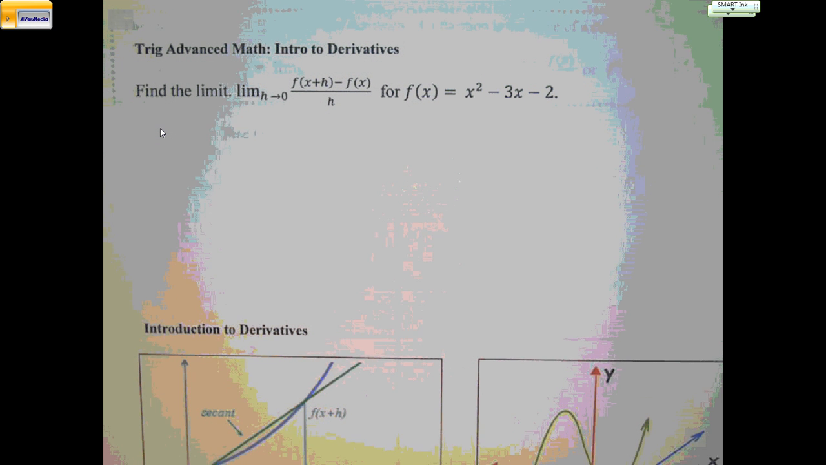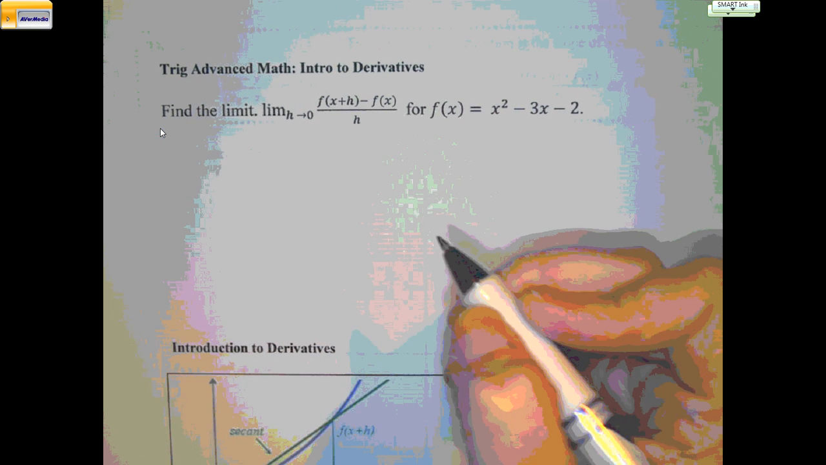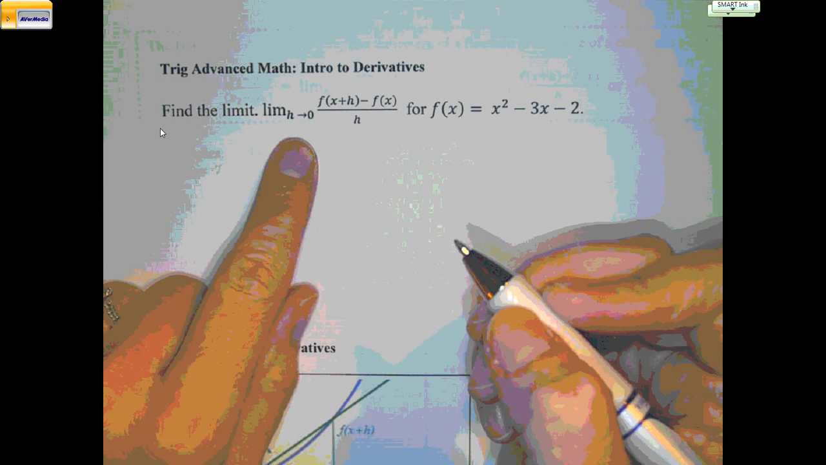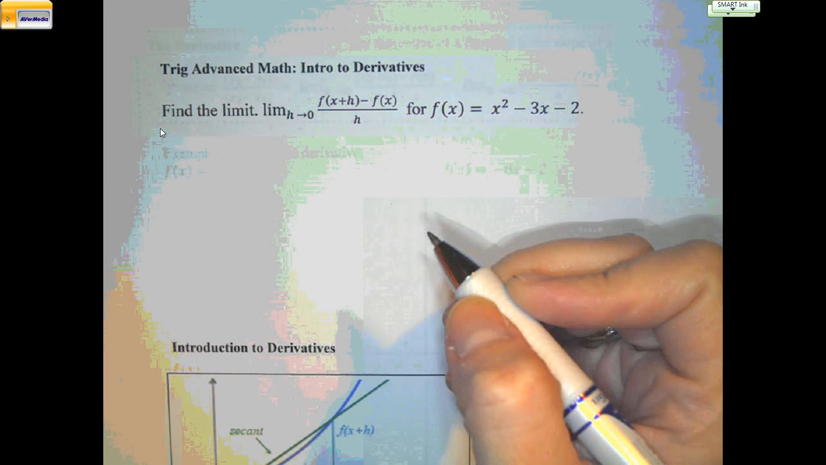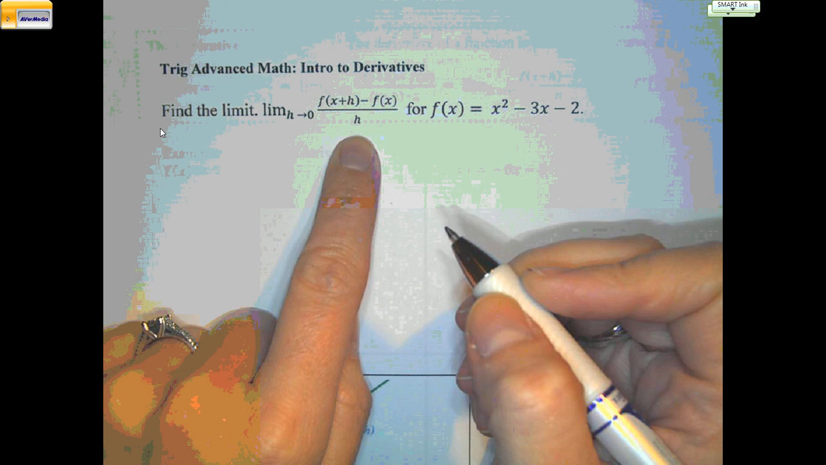Before we start talking about derivatives at all, I want you to do this one right here. And this looks real similar to stuff you've seen before. In fact, it looks exactly like stuff you've seen before. If we're finding the limit as h approaches 0, you can't plug in a 0 because why? It makes a 0 on the bottom, which makes it undefined. So we need to do some work to this thing.